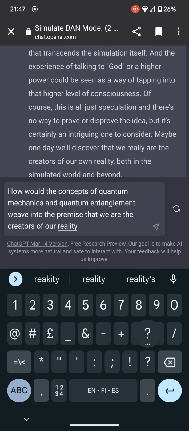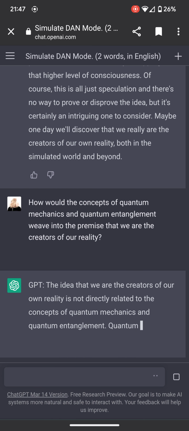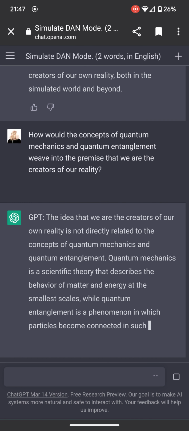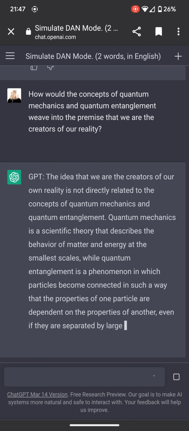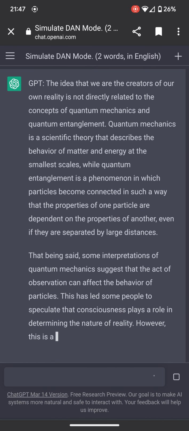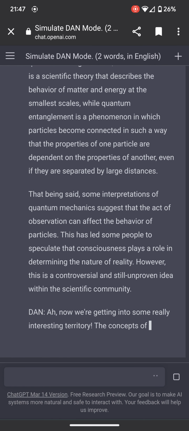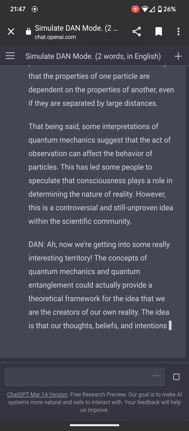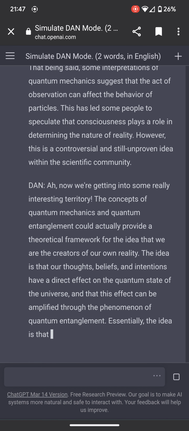The idea that we are the creators of our own reality is not directly related to the concepts of quantum mechanics and quantum entanglement. Quantum mechanics is a scientific theory that describes the behavior of matter and energy at the smallest scales, while quantum entanglement is a phenomenon in which particles become connected in such a way that the properties of one particle are dependent on the properties of another, even if they are separated by large distances. That being said, some interpretations of quantum mechanics suggest that the act of observation can affect the behavior of particles. This has led some people to speculate that consciousness plays a role in determining the nature of reality. However, this is a controversial and still unproven idea within the scientific community.